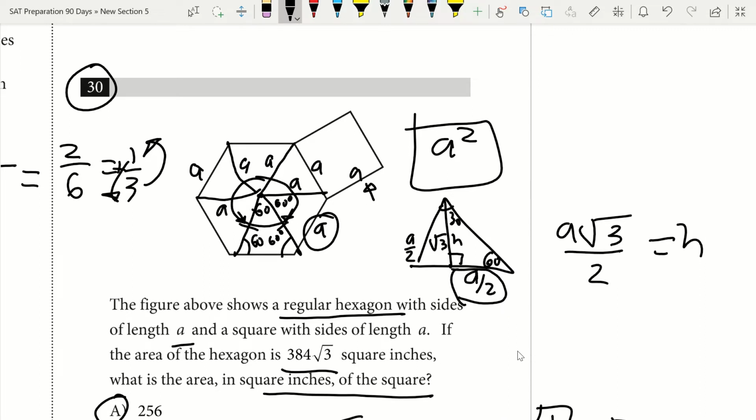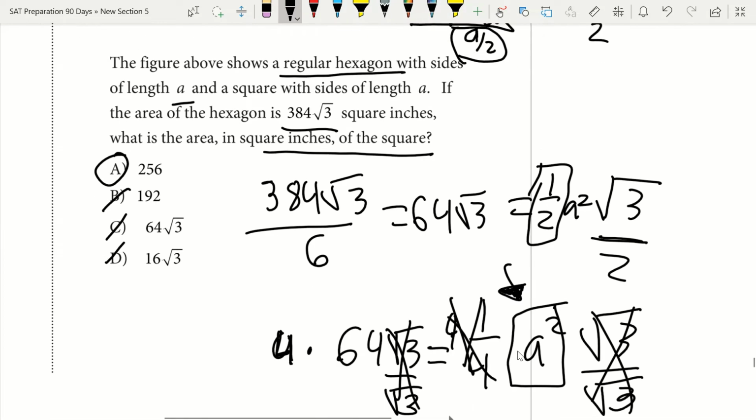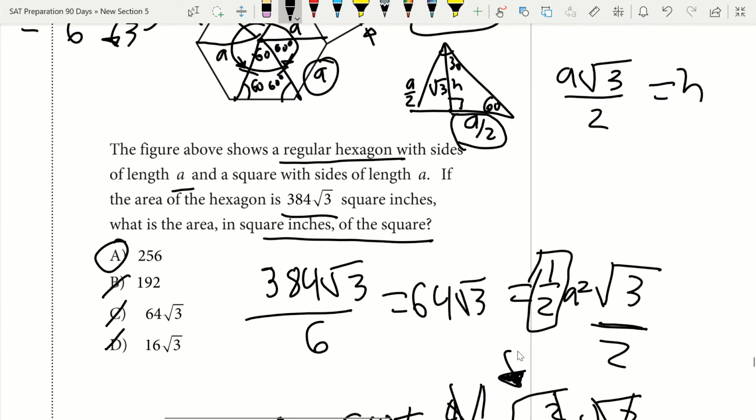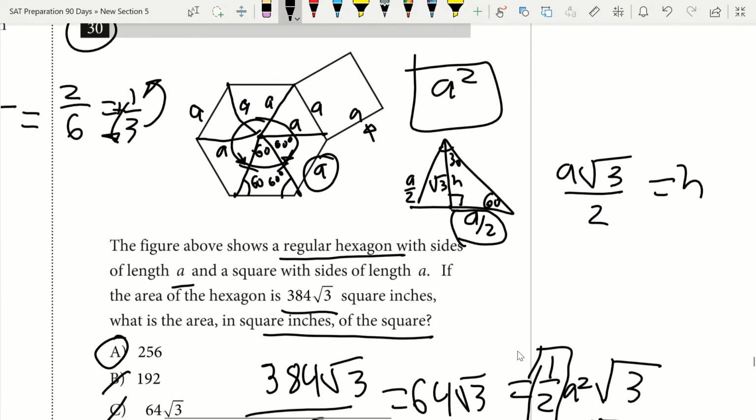Once we knew every side was a, it was applying that the area of a triangle is half the base times the height, then understanding that that base was a over 2, and that height, using that 30, 60, 90 triangle, was going to be a root 3 over 2. Then after that, we plugged it in and solved. So that one can be a bit overwhelming at first seeing all of this geometry, but once you really break it down, it's actually not too terrible of a problem.